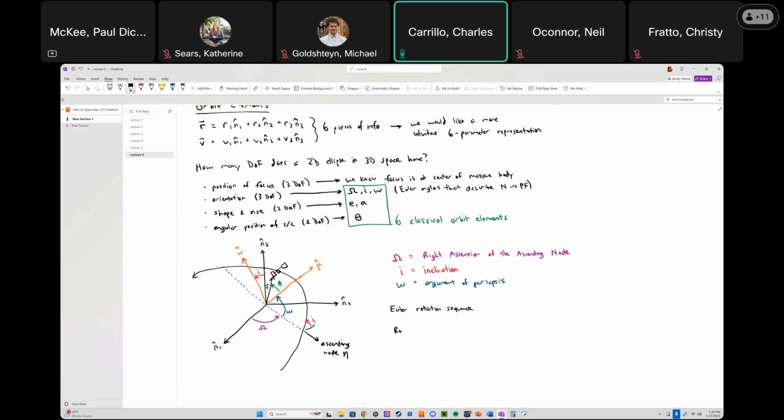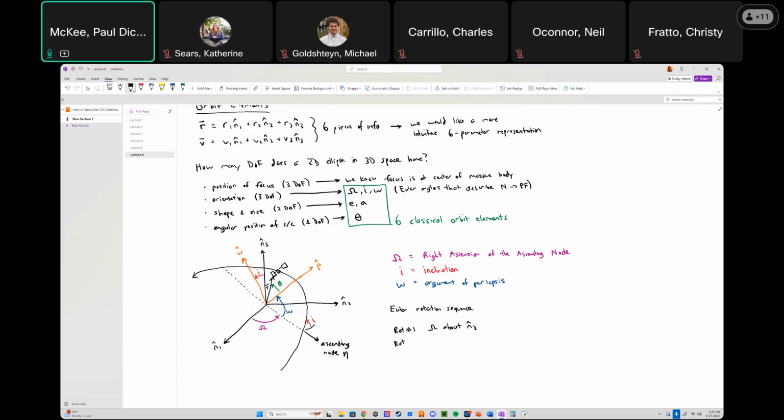Isn't it a 3-1-3 rotation? Very good. It's a 3-1-3. So the first rotation, imagine you start with the Newtonian frame. You rotate about N3. So you rotate capital omega about N3. And then that would give you some temporary frame A.